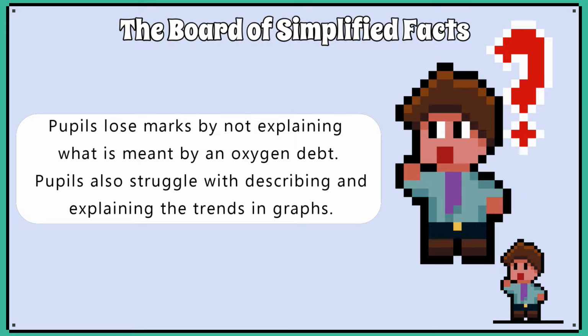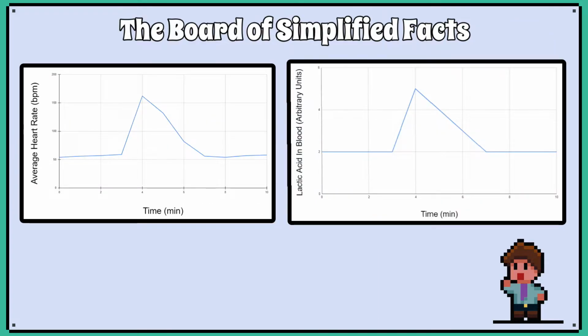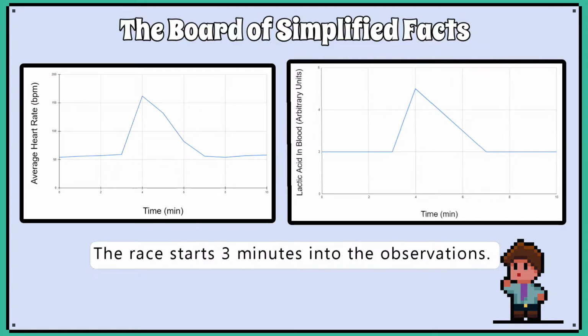Exam questions on this topic are answered poorly because you normally have to interpret awkward-looking data into strong exam-friendly answers. This data shows us the heart rate and the lactic acid in blood of an athlete before, during, and after a 200-meter sprint. The race started at the 3-minute mark and lasted around 25 seconds. We need to explain the data using our knowledge of anaerobic respiration and oxygen debt.